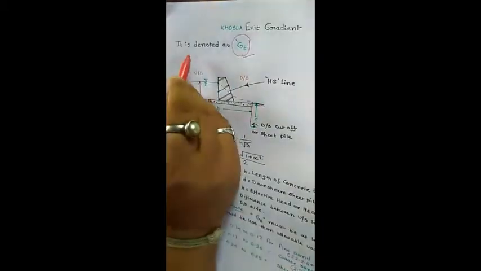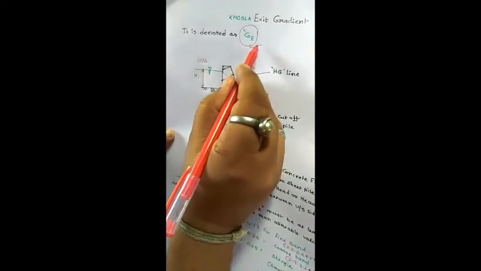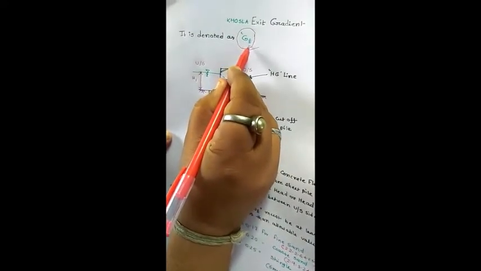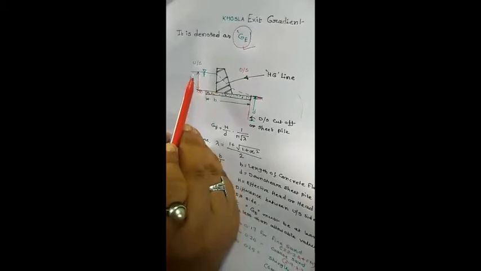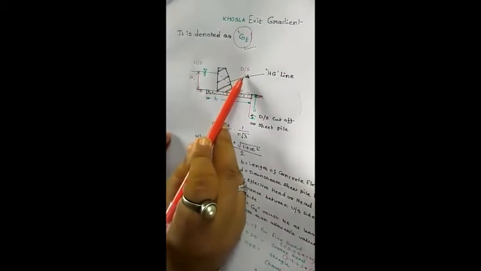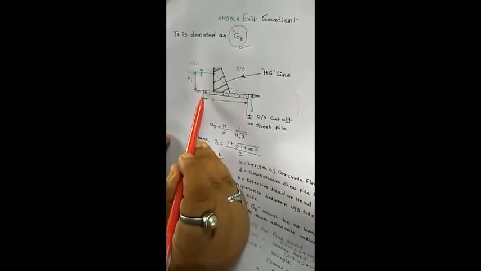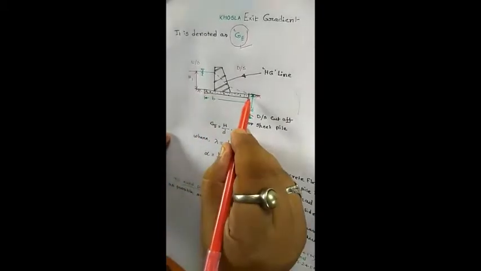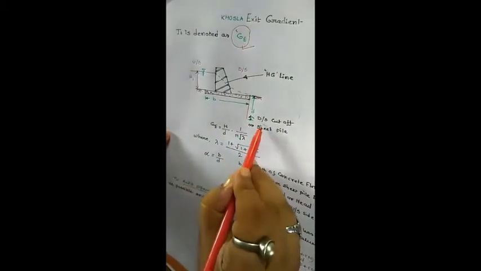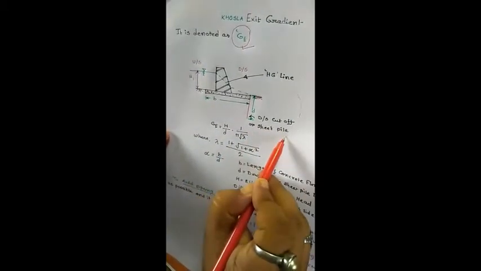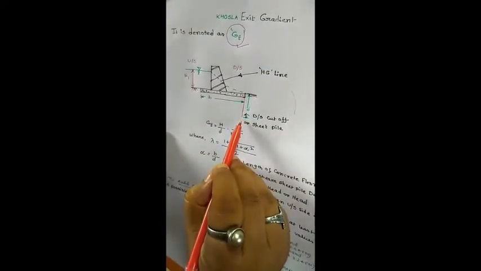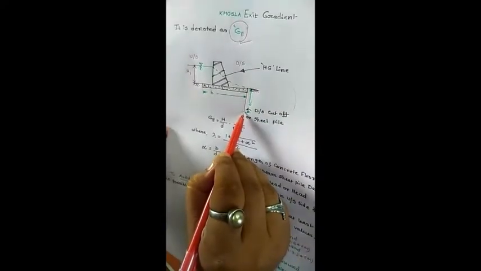Let's start. Khosla's exit gradient is generally denoted by G suffix E. G stands for gradient, E stands for exit gradient. Now you can see an image of a dam. Just see the image of a dam. It's the upstream side and it's your downstream side. And here you can see there is an impervious floor. You can assume the floor is made of concrete. And here the red line denotes the downstream cutoff or sheet pile. You can see it's a downstream cutoff which is made by sheet pile.